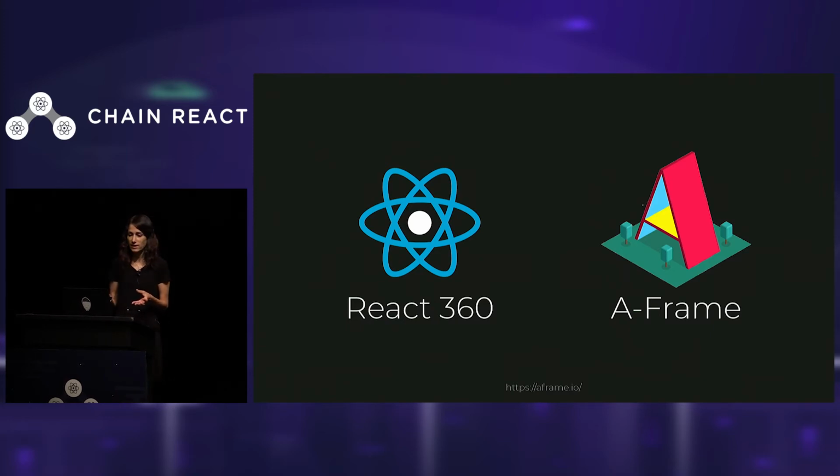While React 360 is better in handling events, user interaction, and 2D and 3D UI elements, A-Frame is the library you want to choose when you have complex 3D worlds, many 3D objects, complex shaders, and post-processing.